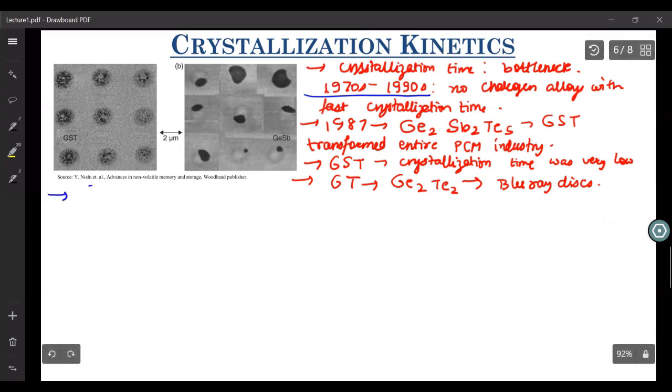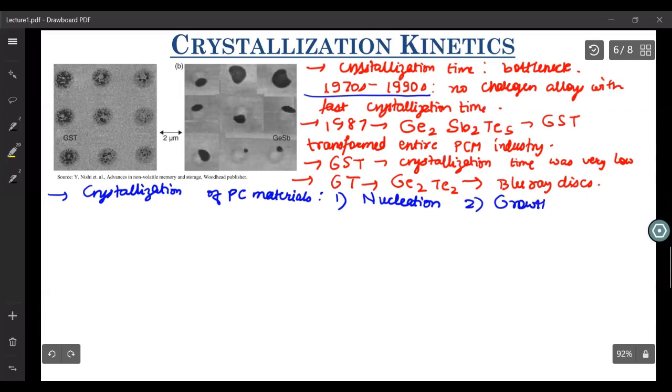So crystallization of phase change materials consists of 2 processes. The first process is nucleation, and the second process is growth. This is true for any kind of crystallization, but even for phase change materials, nucleation and growth are the 2 dynamics by which you can achieve crystallization. And nucleation can be of 2 types.